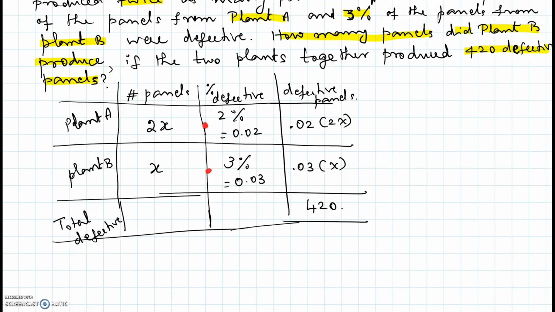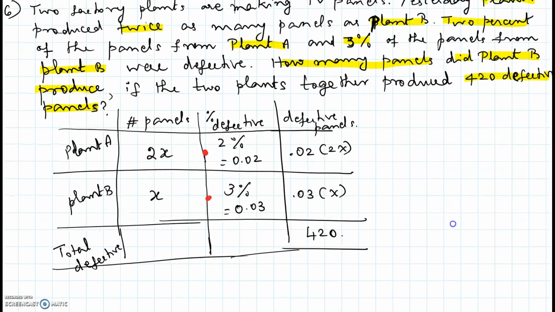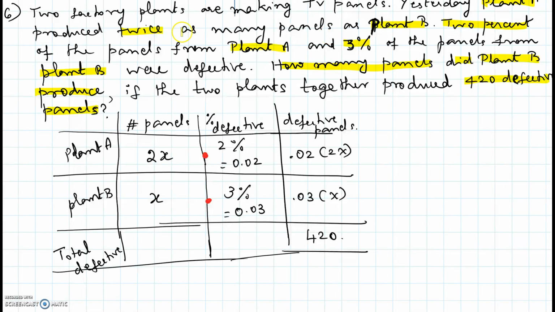We'll create a table given this information. It is given in the problem, plant A produced twice as many panels as plant B. We do not know how many plant B produced, so we'll call the number of panels produced by plant B x. Then plant A would produce twice as many as plant B, so it would be 2x. So we are assuming plant B produced x panels and plant A produced 2x panels, because it's stated in the problem plant A produced twice as many as plant B.